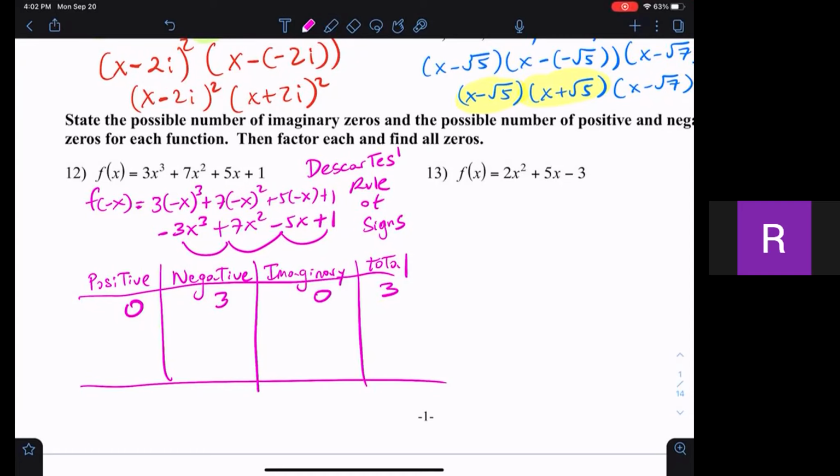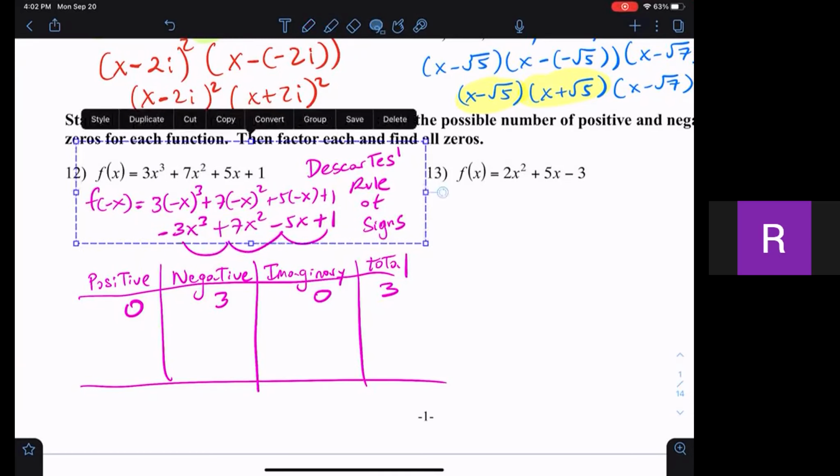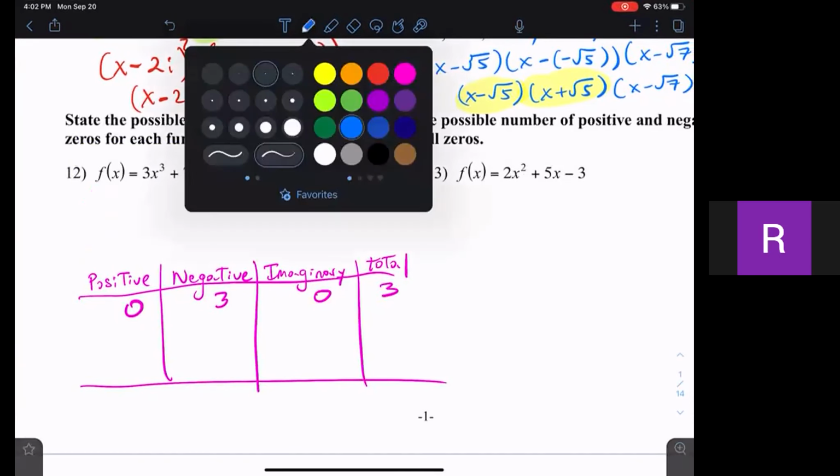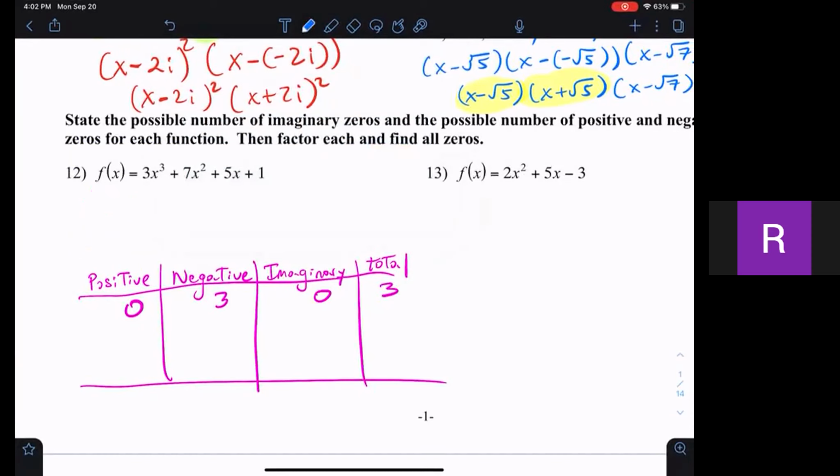Now let's check if this is true. Let's check. You're finding the zeros, right? That's how we check. So if we do factoring by grouping, let's see if it works.